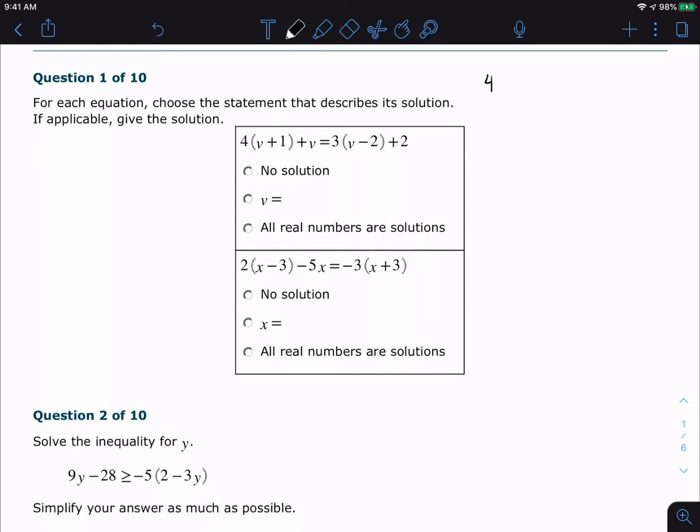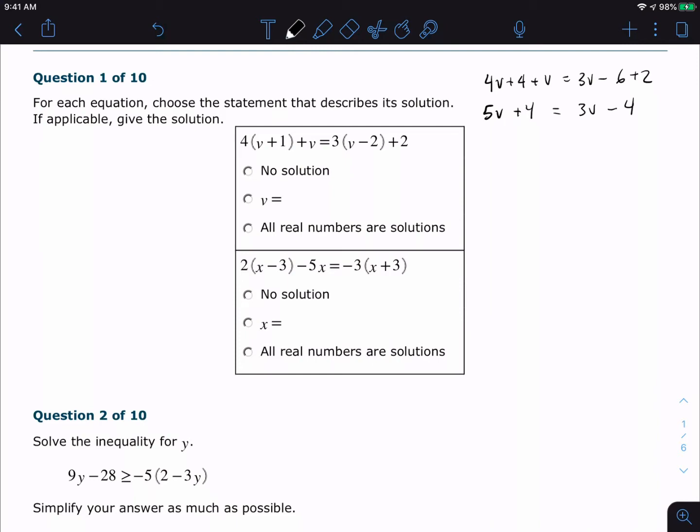So I'm going to get 4v plus 4 plus v is equal to 3v minus 6 plus 2. Do you guys agree with that? With the distribution that's happened there? Yes. Okay. Then from there, I'm going to collect like terms. So I'm going to get 5v plus 4 is equal to 3v minus 4.